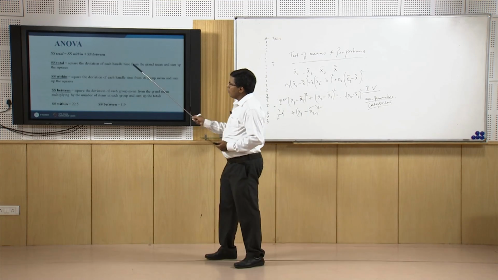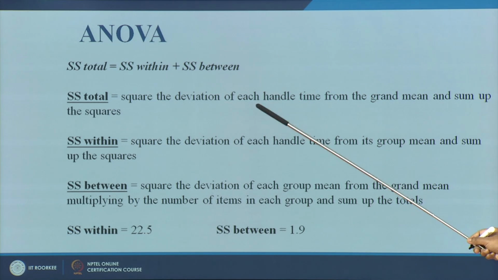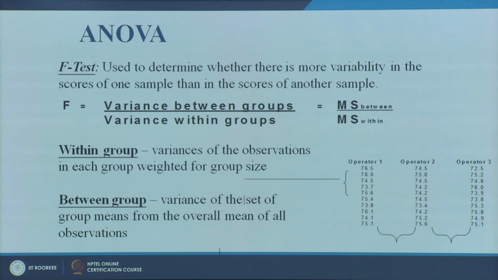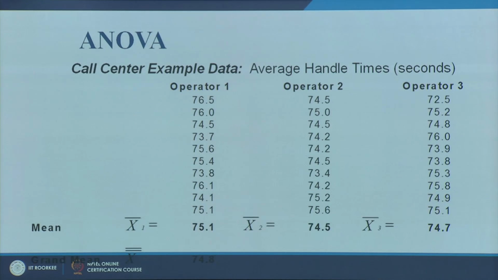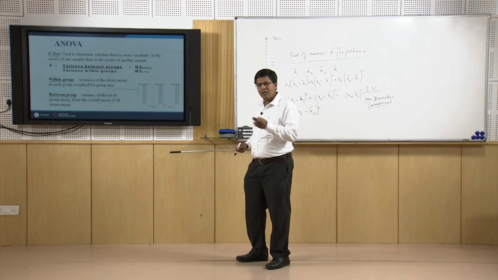Now, this is very simple. You are finding the total; there are 3 things. What is the total? If I take every value and subtract it from the grand mean: 76.5 minus 74.8 squared, 76 minus 74.8, and 75.1, again till the end. Then the entire next group has to be deducted individually from the grand mean.